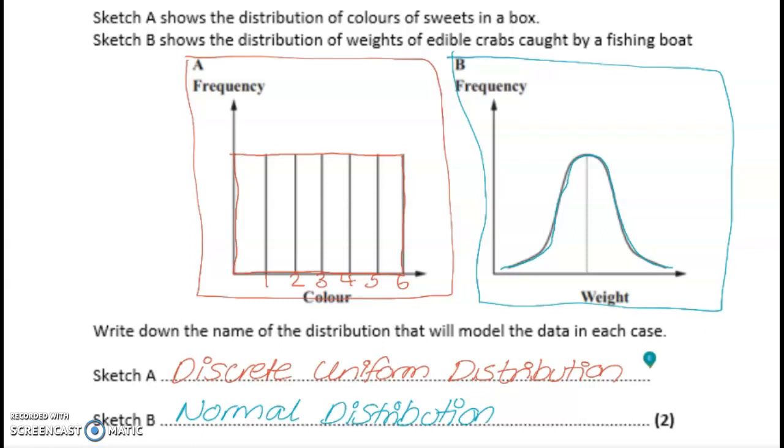One mark for correctly identifying the discrete uniform distribution. One mark for correctly identifying the normal distribution.